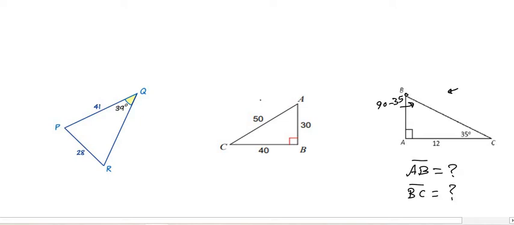Also, here in this triangle ABC, we are given some information. We are given that this is a right angle triangle. We are given the length of the three sides, but in order to find the measure of any angle, A or C, we don't have enough information from the sum of the interior angles of a triangle. So to find this angle or this angle, we need to apply trig ratios.